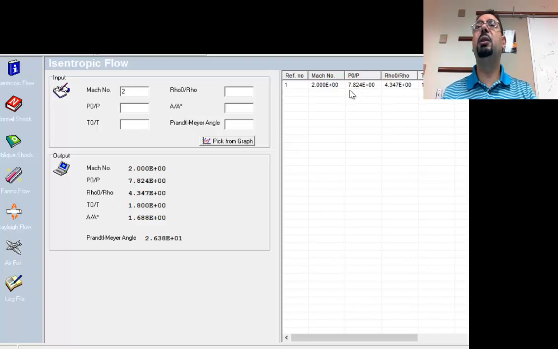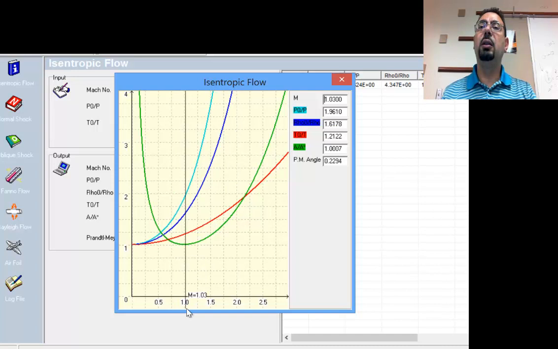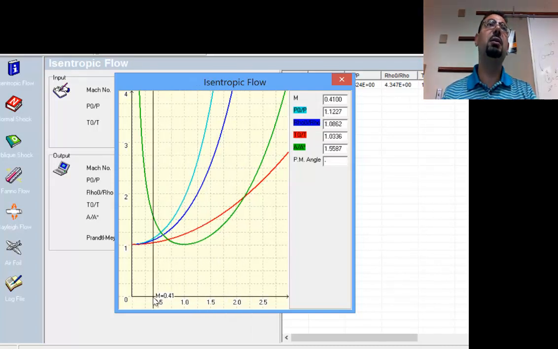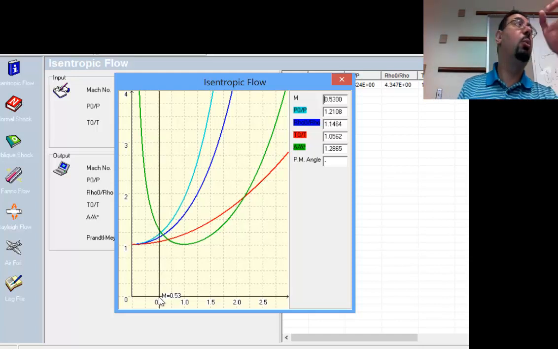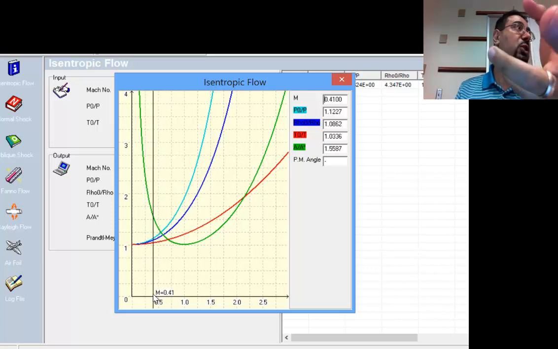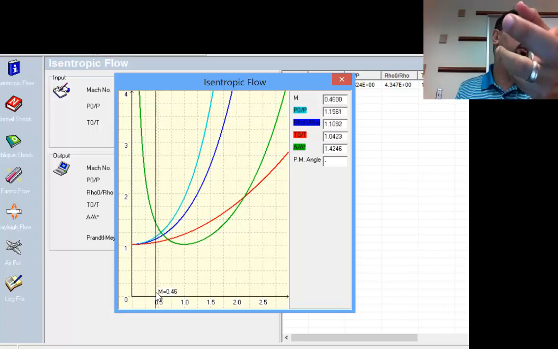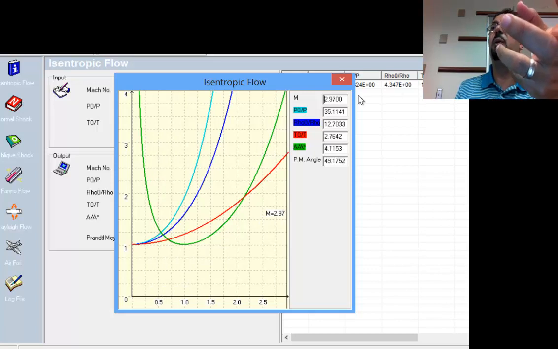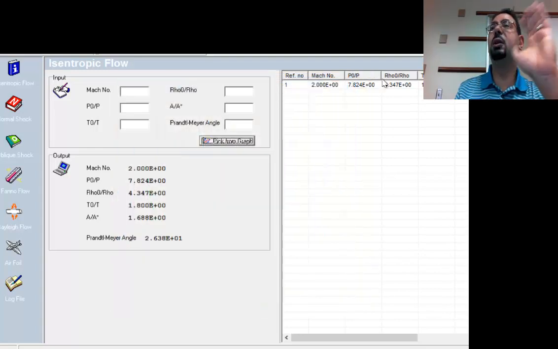And P naught over P, we'll find it in a second. But you can also pick from the graph. The x-axis is the Mach number, and you can basically just move like this. And so in the homework, we expect more accuracy from you because you have access to this, right? And it will make your life much easier than just using the table. Question about this? In the exams and the quizzes, just use the table and don't interpolate.